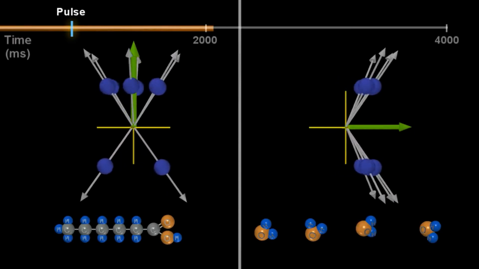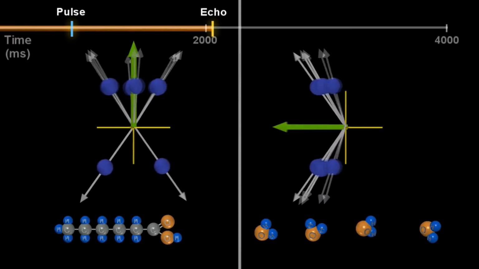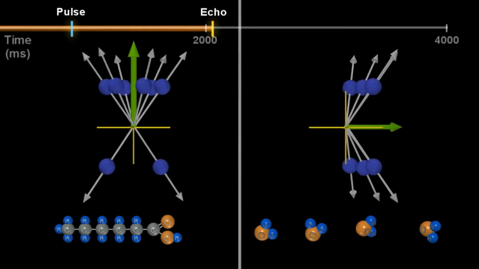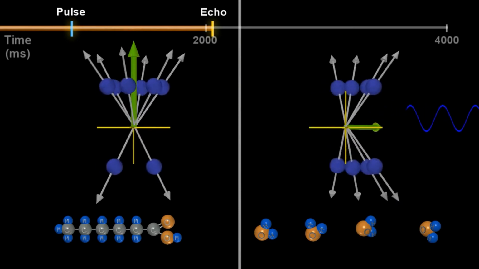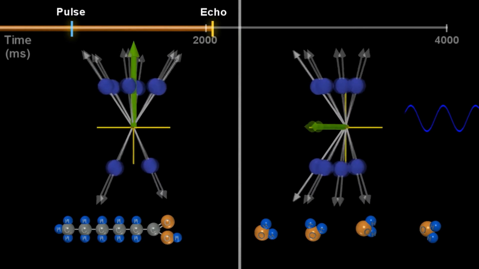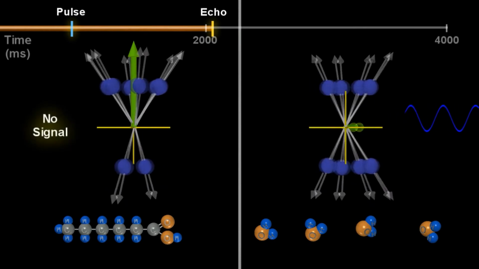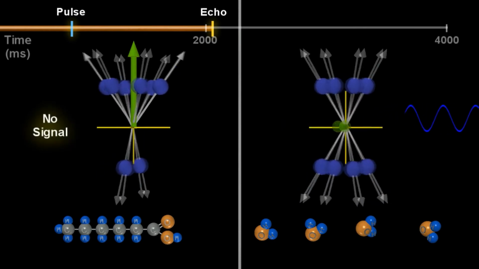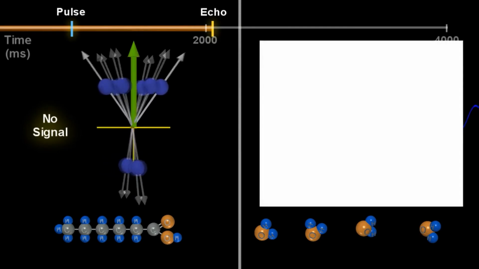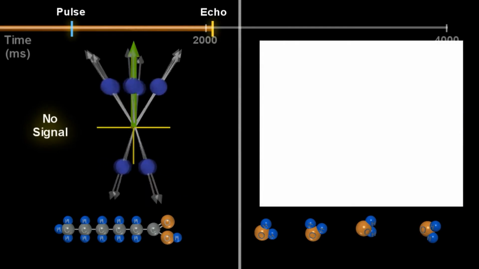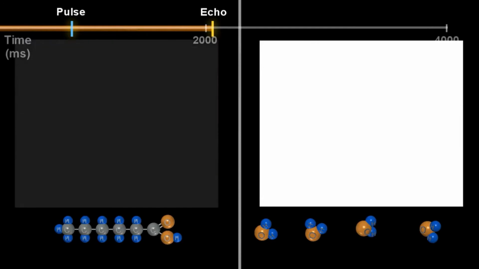At this point, when we turn on our receiving coil and measure the signal coming back from the protons, the relatively large transverse magnetization in water will give a strong signal, while the smaller or absent transverse magnetization in fat will give a weak signal. By convention, the strong water signal will be assigned a grayscale color of white, and the weak signal of fat will be dark gray or black.